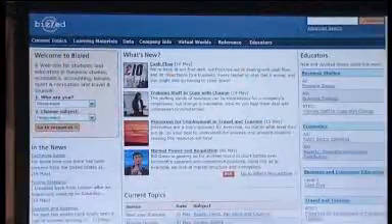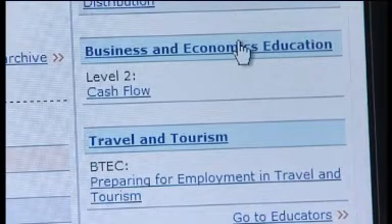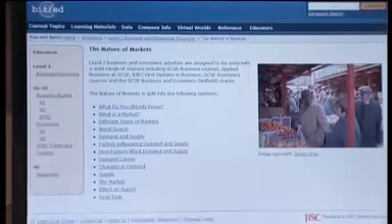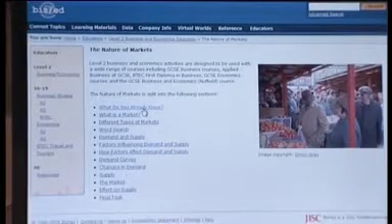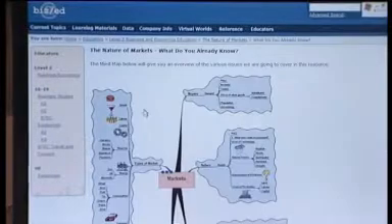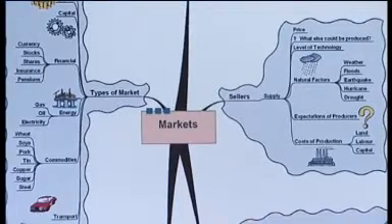For example, I can go to business and economics education here if I'm looking for a level 2 thing, nature of markets. Automatically I'm pointed to a set of resources, what do you already know, and there we have an interesting mind map. They're even moving into podcasting now, so they're actually developing programs that students can download onto their iPods. Fantastic, sounds good. Jackie, are you a fan of Bzed?